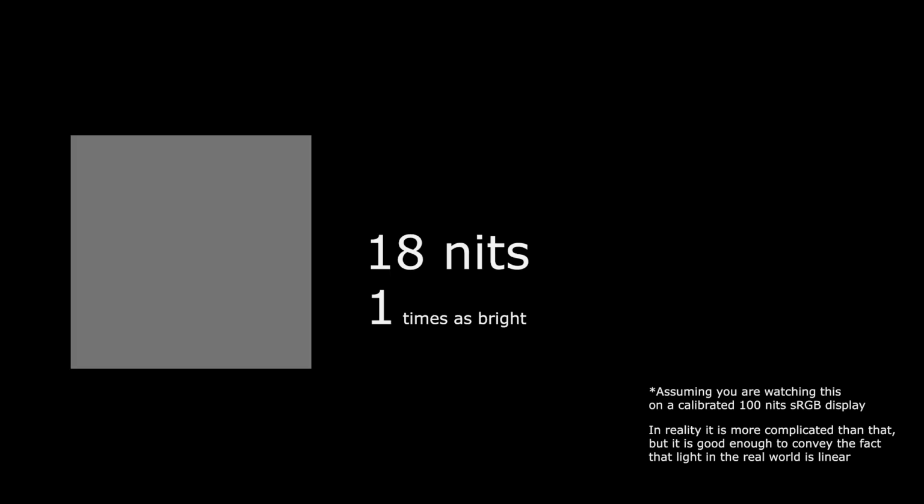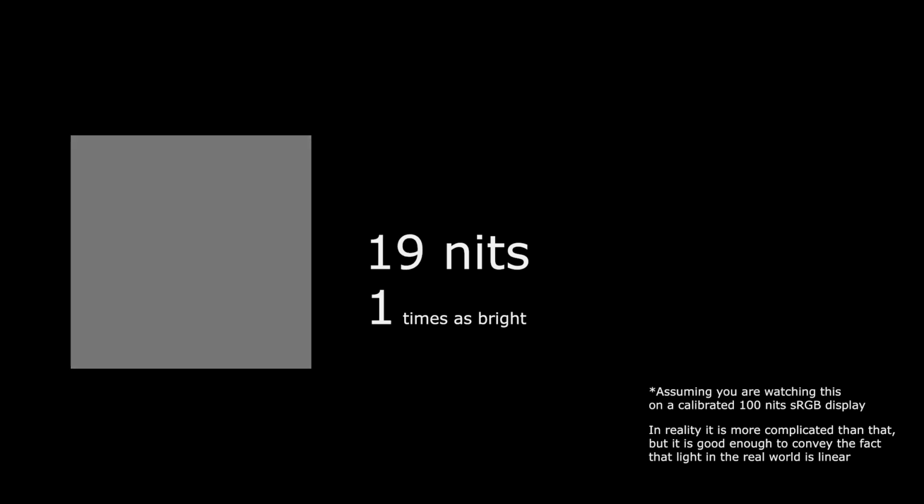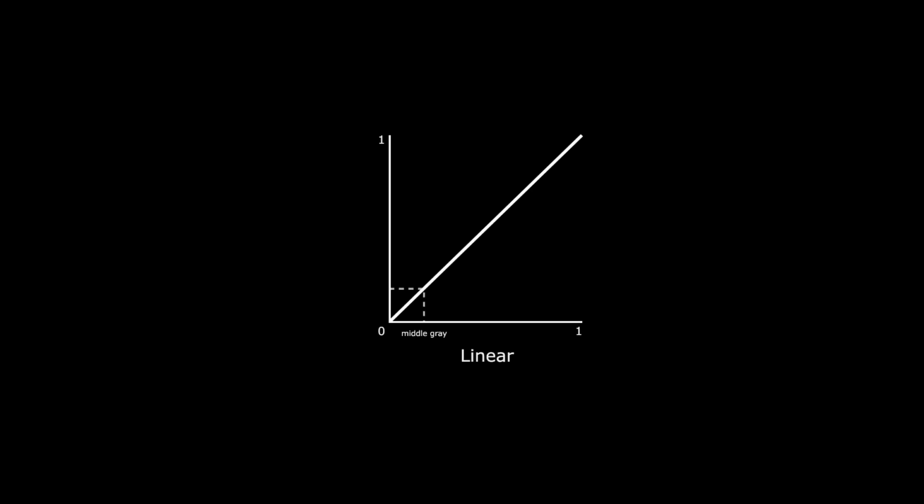Light is energy. If you double the amount of energy, you double the amount of light and therefore double the luminance. If you halve the amount of energy, you halve the amount of light and therefore halve the luminance. This is what we call linear. It's how light or any kind of energy works in the real world.